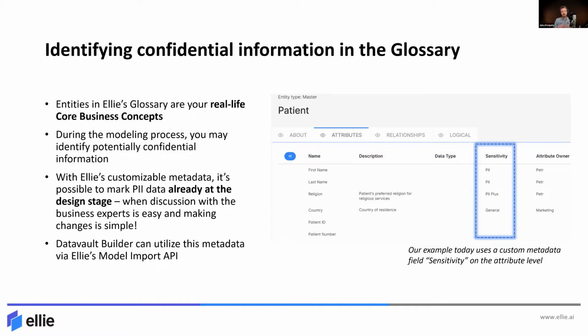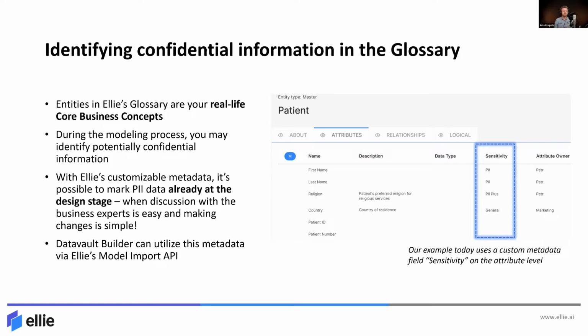So while we are modeling this data need, at that stage already we identify these important entities, and we can start adding metadata about it into Ellie at that stage already. At this point, the discussion around these topics is still quite simple because it's not complicated by technical details. We don't have to talk about satellites and hubs and whatnot, or source system structures. We can handle that in a separate stage after this.